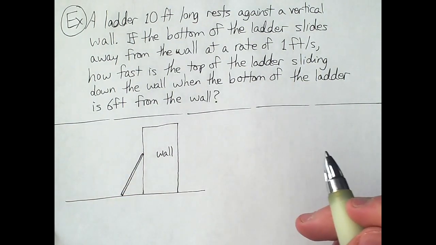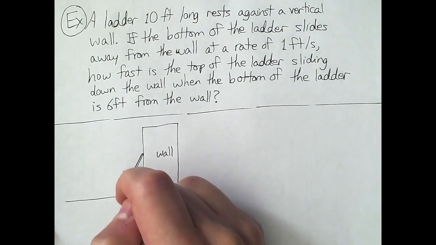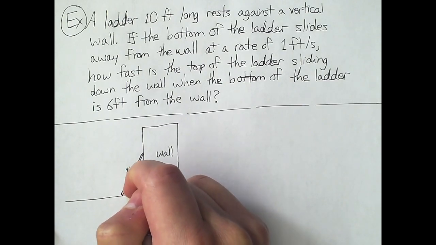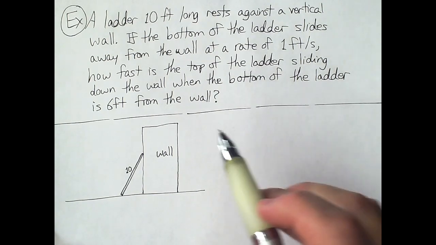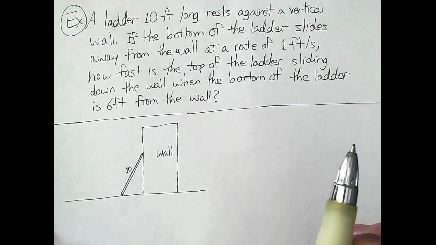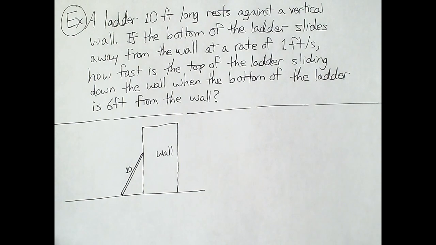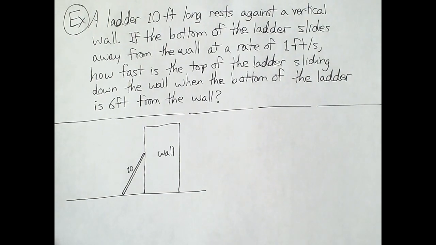I know the ladder is 10 feet long, so maybe I'll label this 10. The length of the ladder is not changing, right? I mean, the ladder is moving, but it's still a 10-foot ladder. So, the wall's a rectangle, but look at this. The ladder makes a triangle with the ground and the wall. So this is going to be a triangle problem.